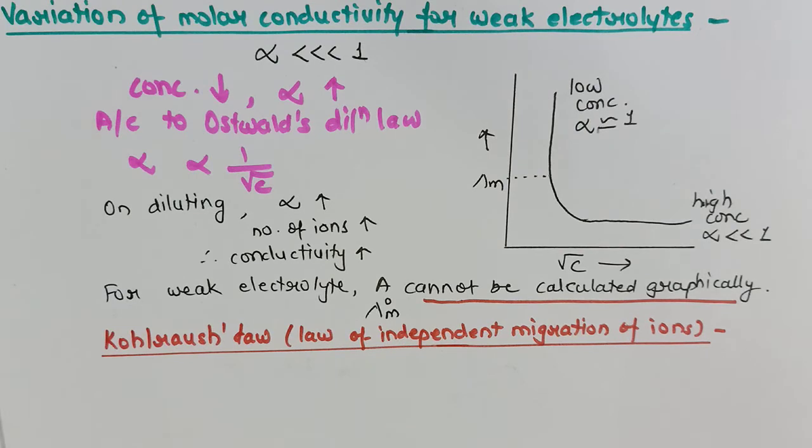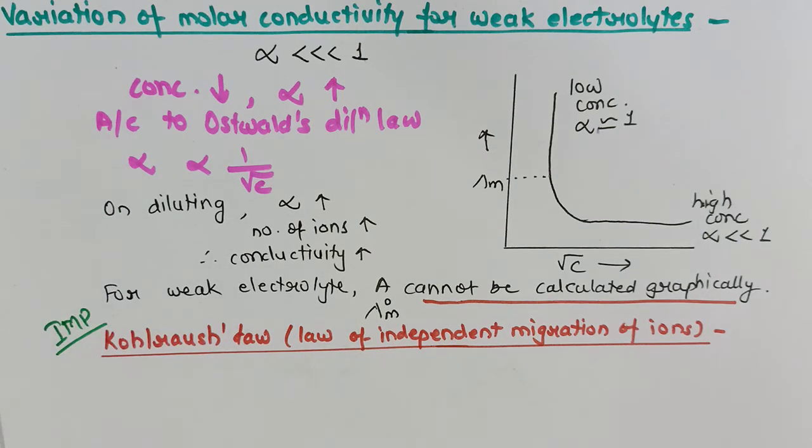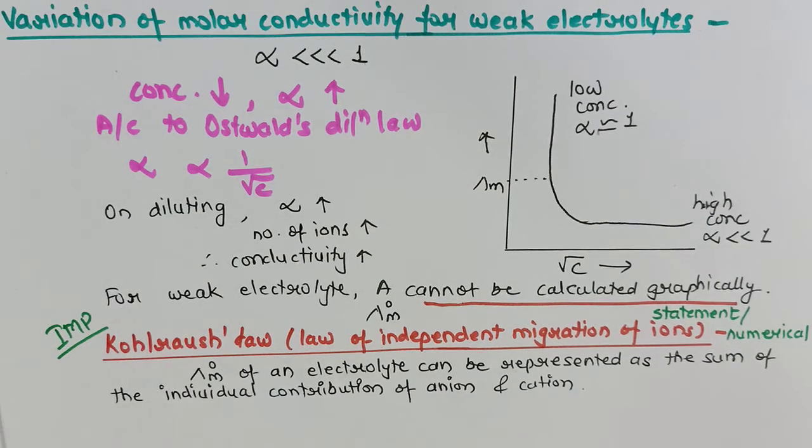Kohlrausch was the scientist who gave the law for calculating the limiting molar conductivity, especially for weak electrolytes. It is also called the law of independent migration of ions. This topic, I will say again, is a very important one. A statement can be asked or a numerical can be asked. The statement says the limiting molar conductivity of an electrolyte can be represented as the sum of the individual contributions of anion and cation. Pay attention to this word. He has said an electrolyte. That means we can apply this law to strong electrolytes, although it is especially made for weak electrolytes.